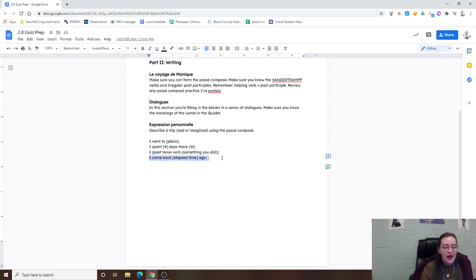And then I came back, elapsed time ago. Okay, so I came back, there are a few different verbs you could use, right? You could use retourner or revenir. Rentrer is also okay, so 3 different options. And then elapsed time, however long ago it was, like a year ago, 2 weeks ago, whatever. And then the new expression we learned was il y a. So il y a plus elapsed time. So I came back il y a 2 semaines. I came back 2 weeks ago. So just make sure you're using the new phrase il y a for this last sentence.